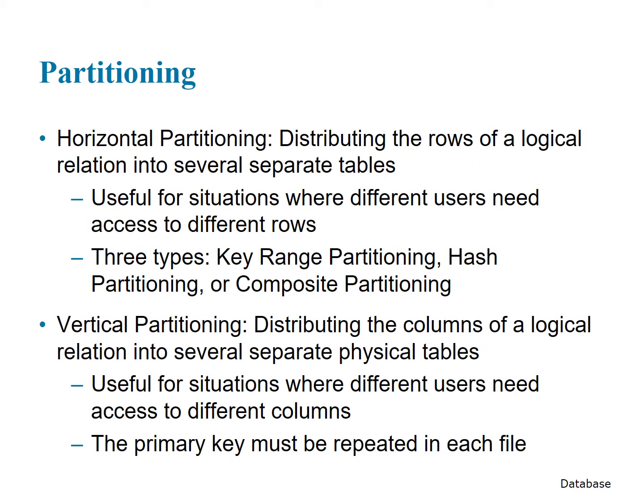Partitioning. Horizontal partitioning, distributing the rows of a logical relation into several separate tables. Useful for situations where different users need access to different rows. Three types: key range partitioning, hash partitioning, or composite partitioning. Vertical partitioning, distributing the columns of a logical relation into several separate physical tables. Useful for situations where different users need access to different columns. The primary key must be repeated in each file.